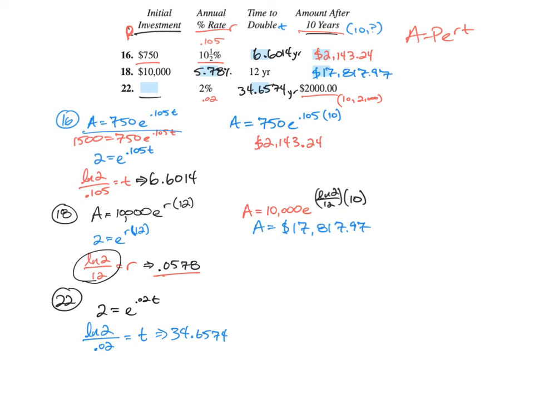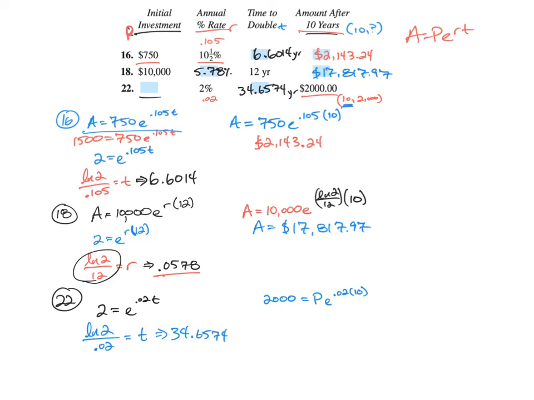Now we're going to find our initial investment. That's when we actually need to utilize this ordered pair. So now I'd end up with my Y being 2,000 is equal to my P, and then I have my E, and what's my rate? 0.02, and then what's my time? It's 10 here. This, natural log 2 over 0.02, was my time to double. Now I'm actually utilizing my time of 10. After 10 years, it's $2,000.